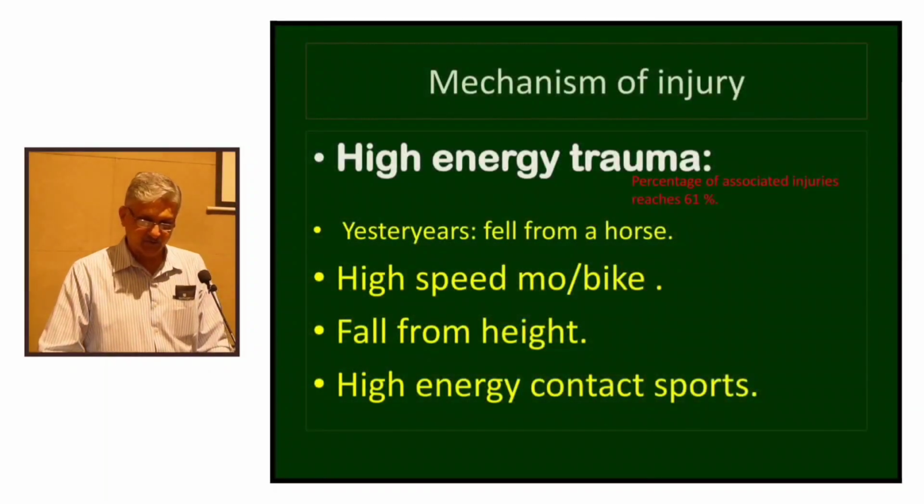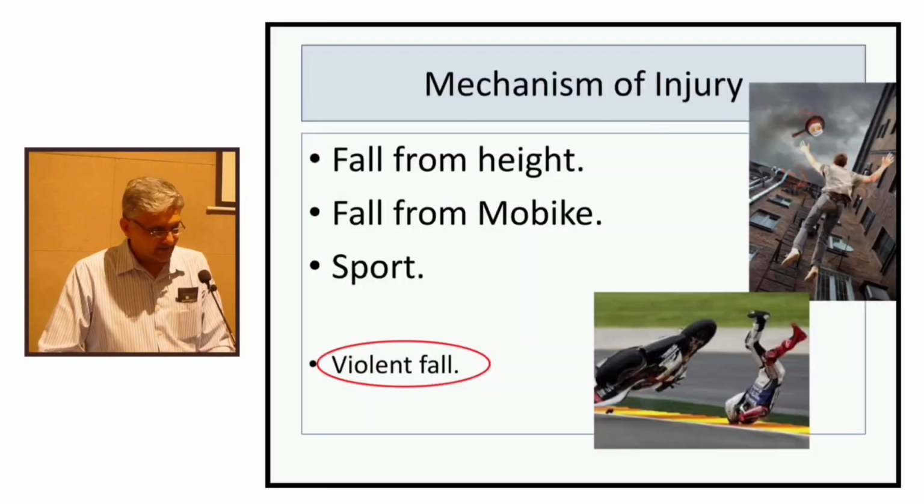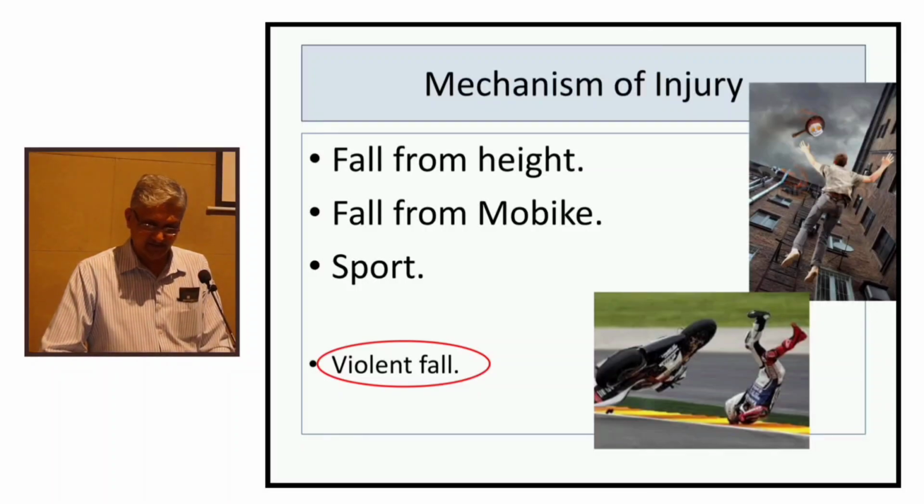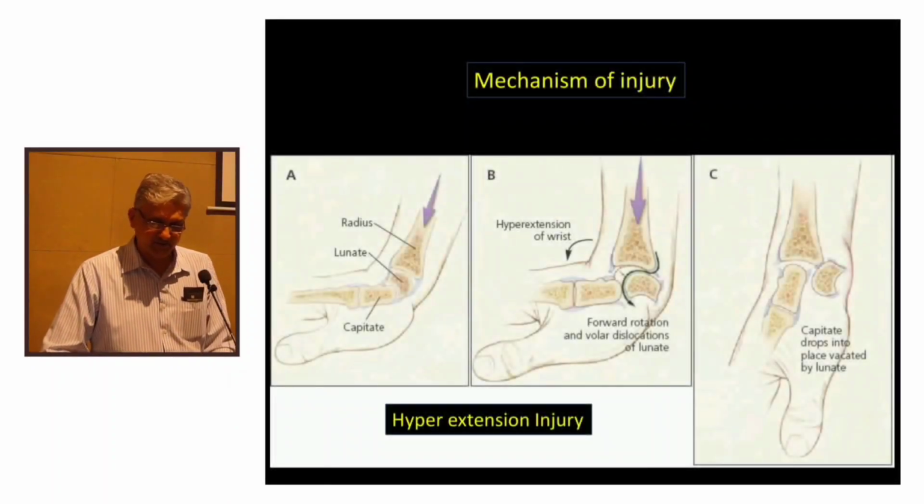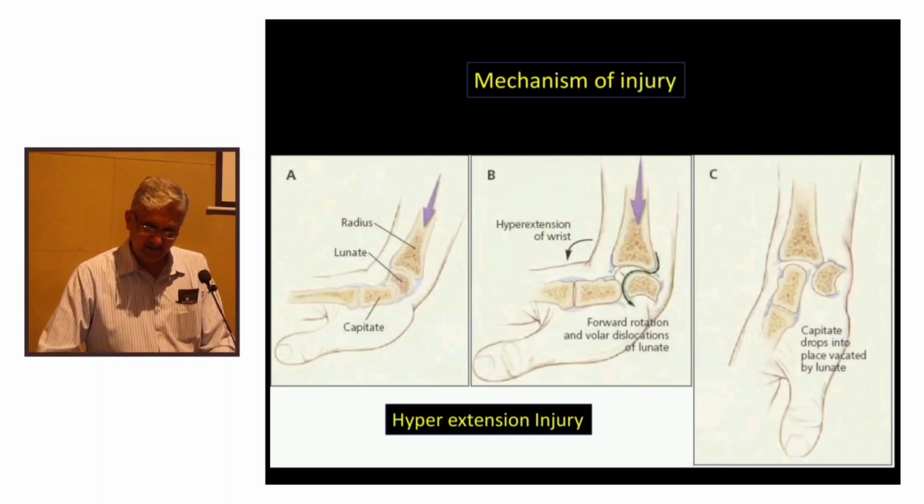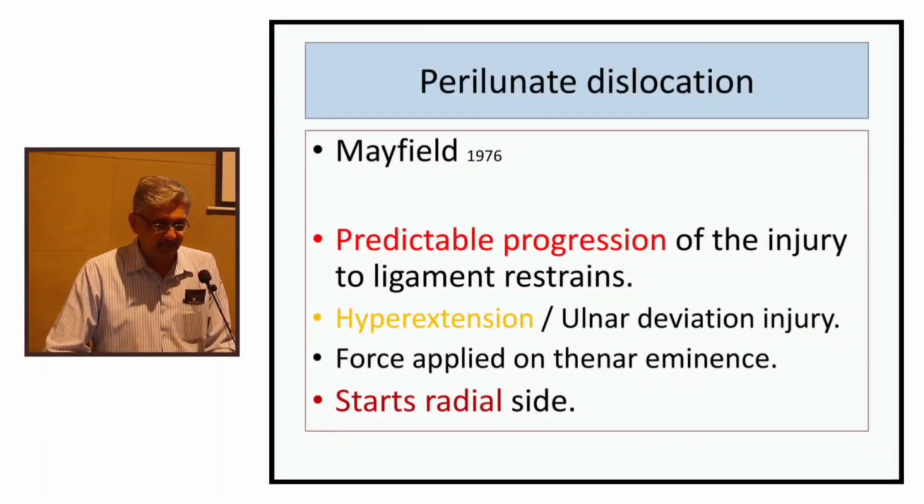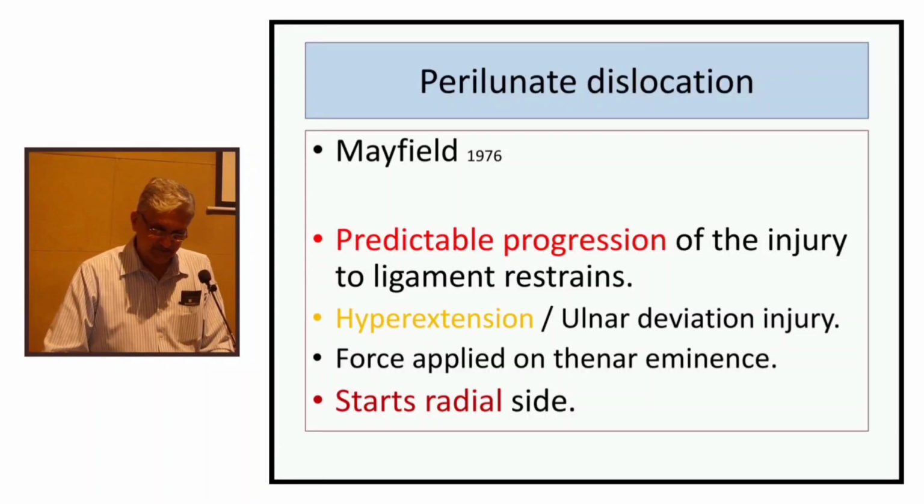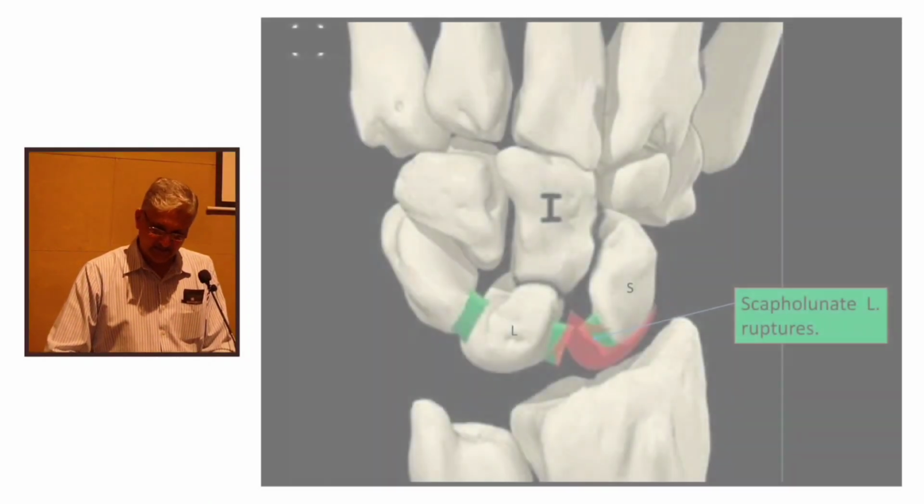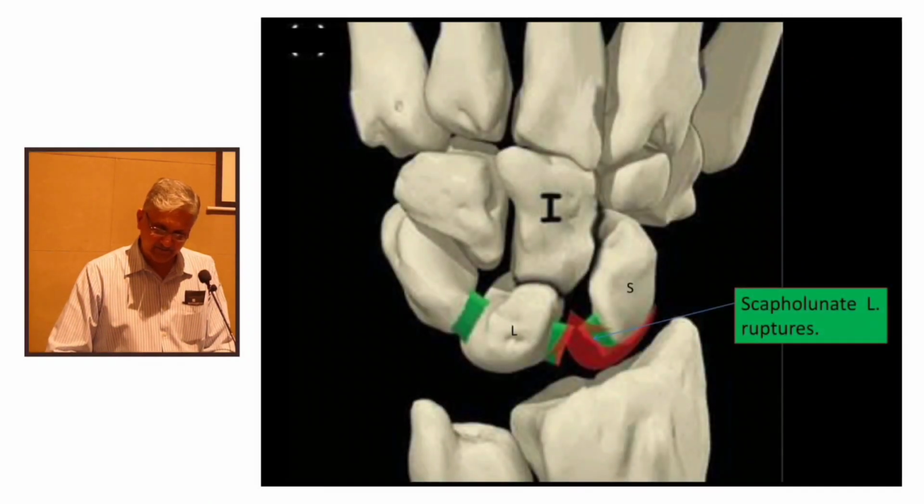It's a high energy trauma. That means the patient will be falling from a height or from a high speed motorcycle. And what happens, the hand goes into hyperextension and the lunate pops out. Now, there is a predictable progression of the injury following a fall, and this predictable progression starts from the radial side, which basically means the injury is first between the scaphoid and the lunate. So this ligament ruptures on the radial side.